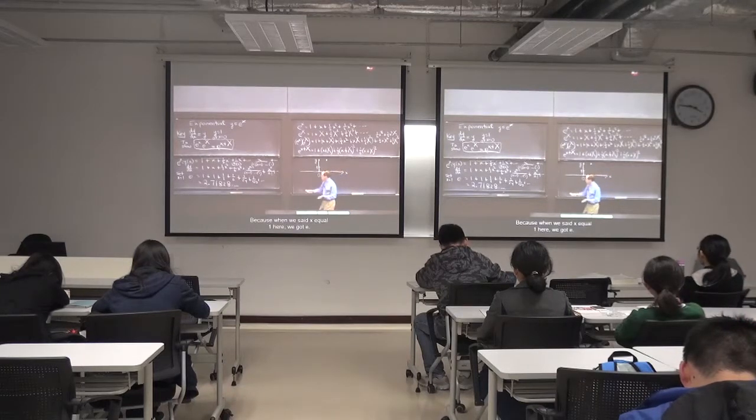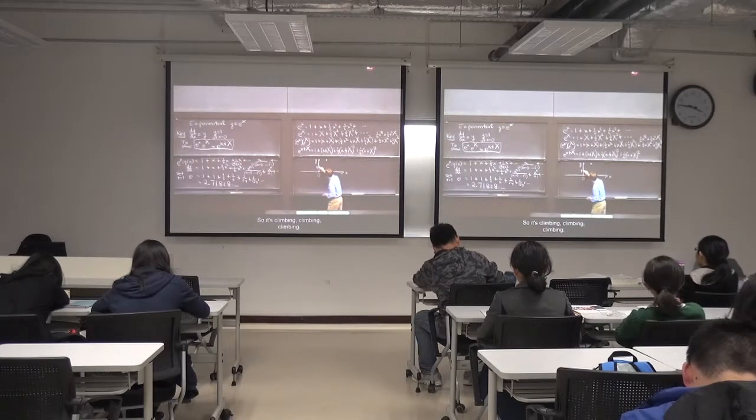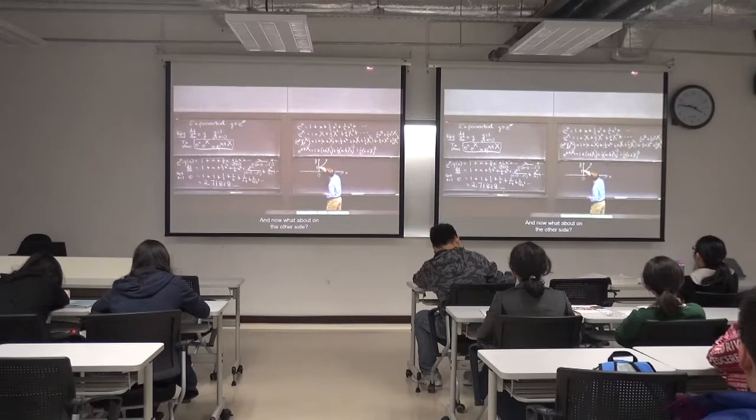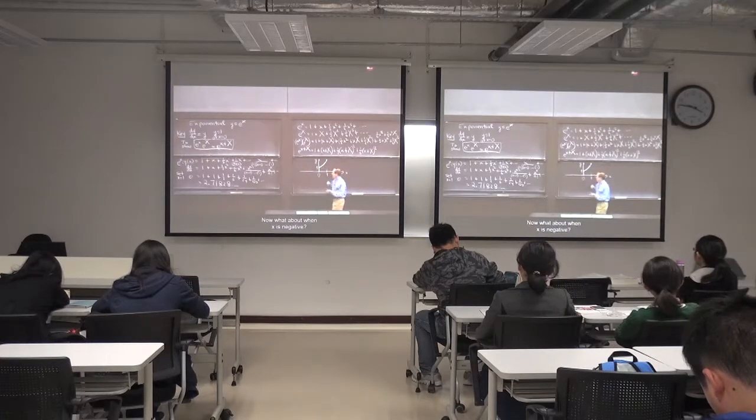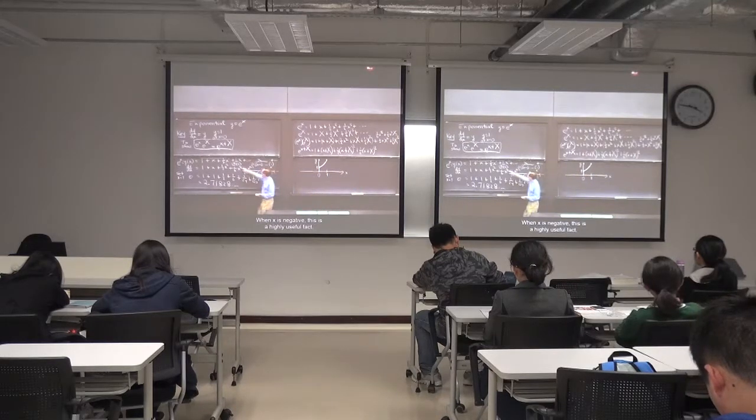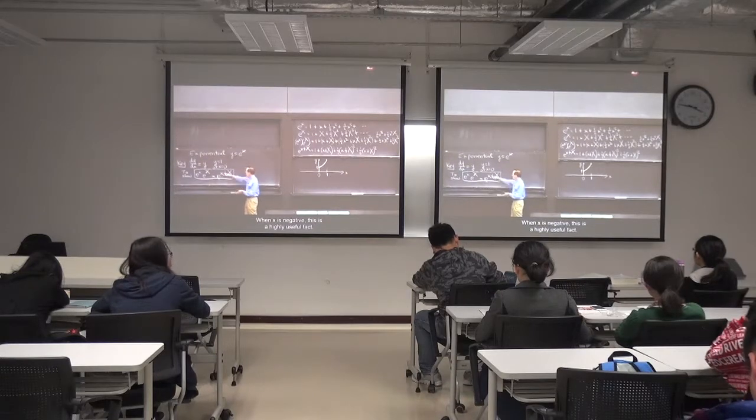So, because when we said x equal 1 here, we got E. So it's climbing, climbing, climbing, and now what about on the other side? That had a slope of 1, so it's more like that. Now what about when x is negative? When x is negative, this is a highly useful fact.